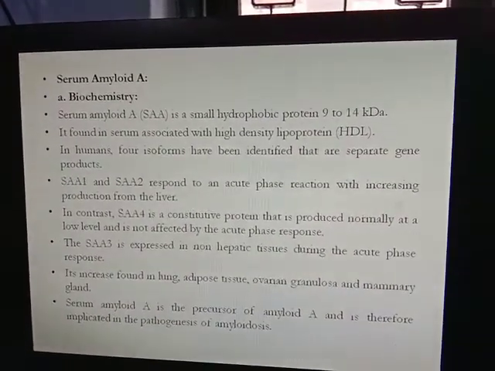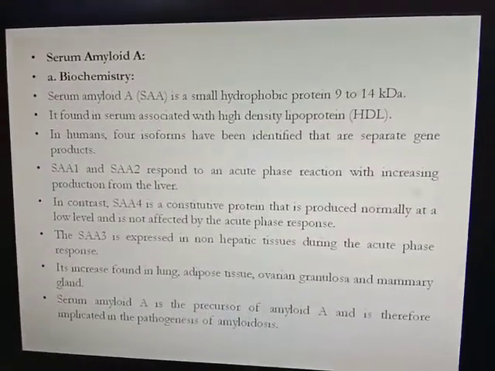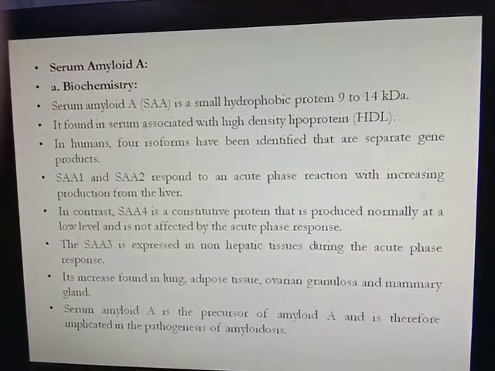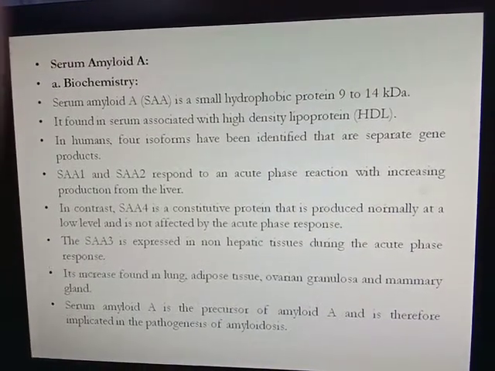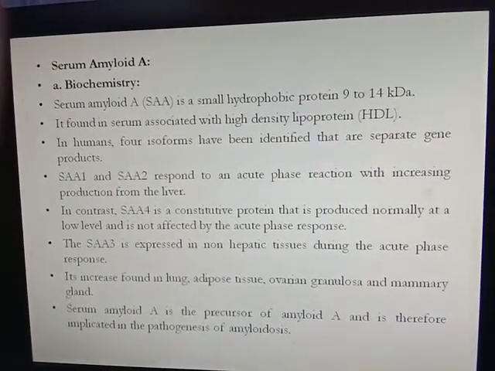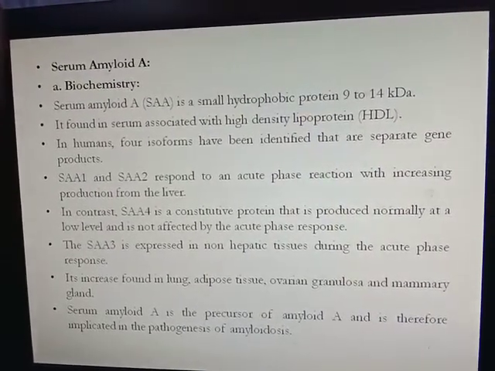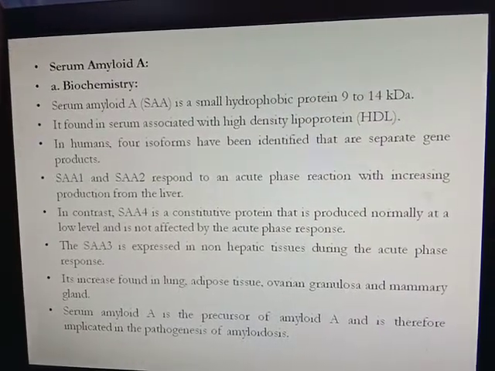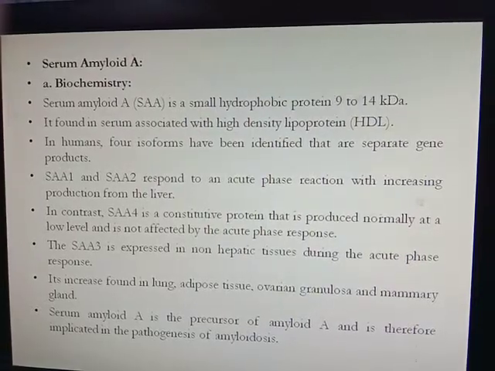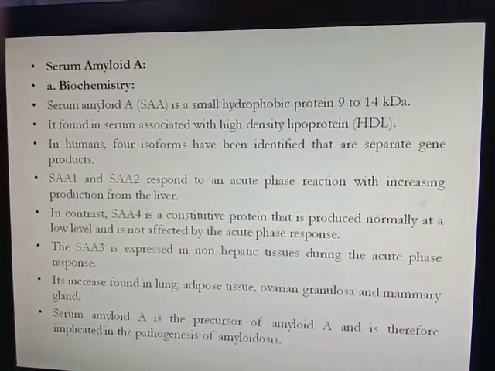Then the next protein is serum amyloid A protein. So serum amyloid A protein is a small hydrophobic protein having a molecular weight of 9 to 14 kDa. It is found in serum associated with high density lipoproteins. In human, 4 isoforms have been identified that are products of separate genes.